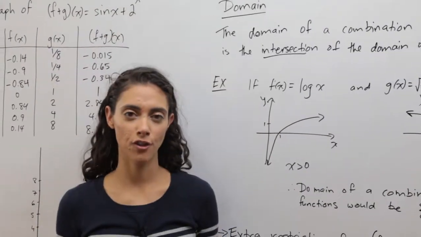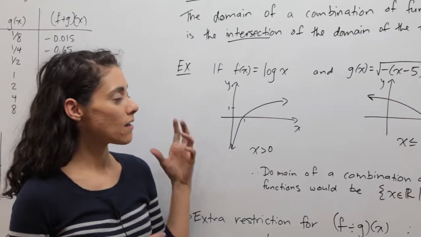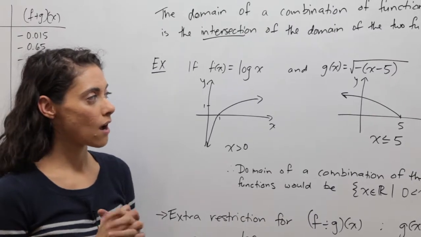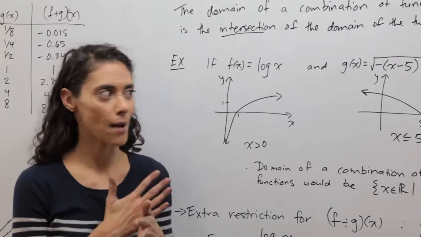So when we combine two functions, we want to know what the new domain is of that combined function. If you know the domain of the graphs that you started with that you're combining, we say that the domain of their combination is the intersection of the two. All that means is where they overlap.